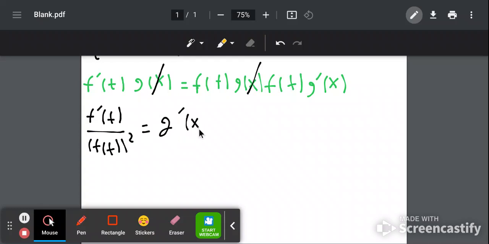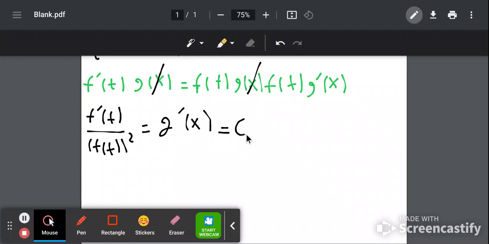You can use common sense to think that when we have a function of t, we take the derivative and divide by the function squared, we get something in terms of t. On the right-hand side, we take a function of x, take a derivative, and get something in terms of x. The only way these two can equal each other is for both of them to equal a constant.